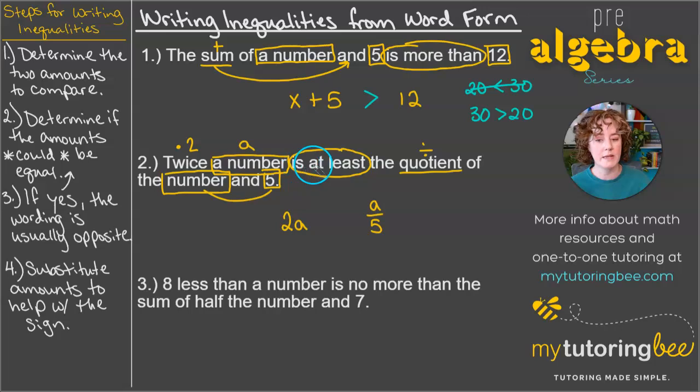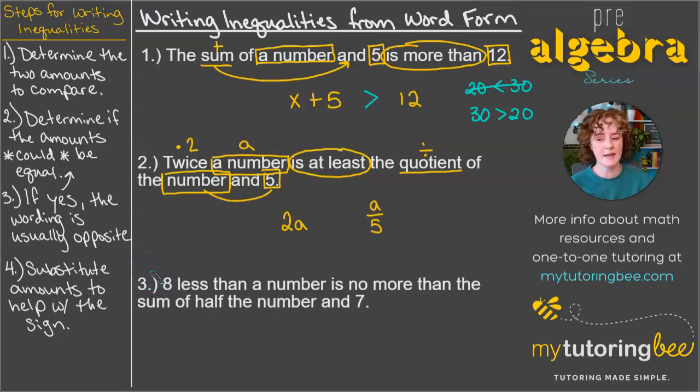All right, so now I need to look at that wording and determine if the amounts could be equal. Could 2a equal a over 5? Well, my wording says "is at least," so that tells me that they could be equal. Since this could be equal to, the wording is usually opposite. I don't want to say this for every single case, but when I see the word "least," I think this is going to be a greater than or equal to symbol.